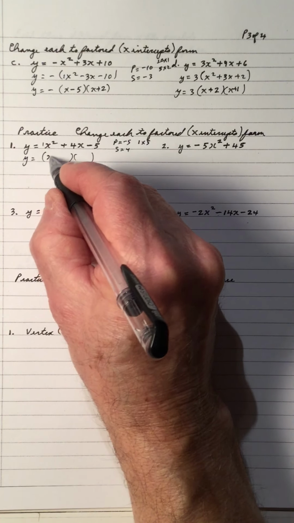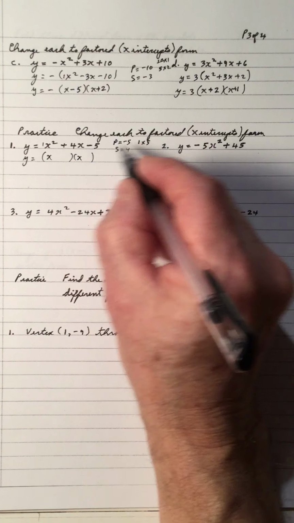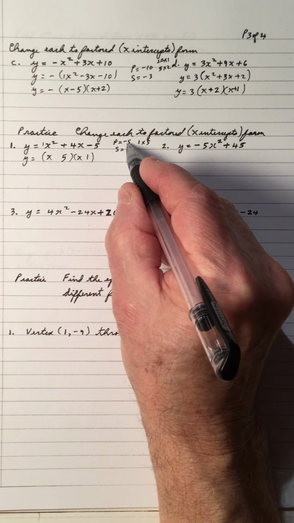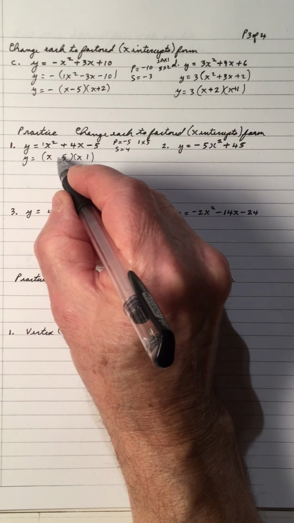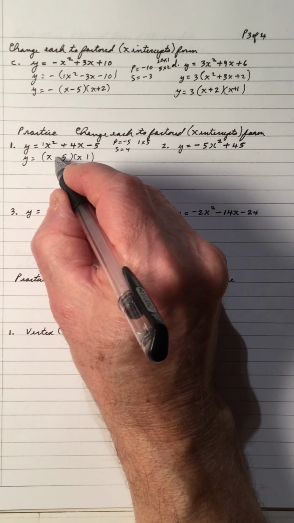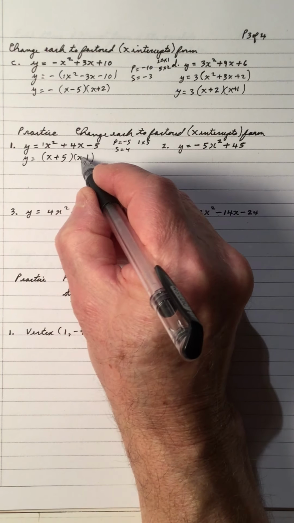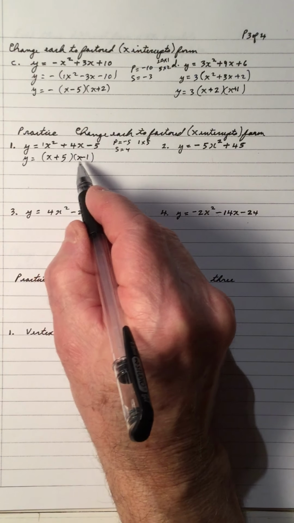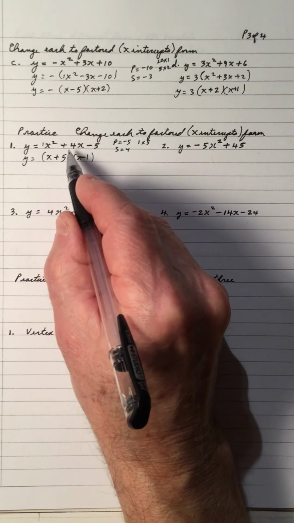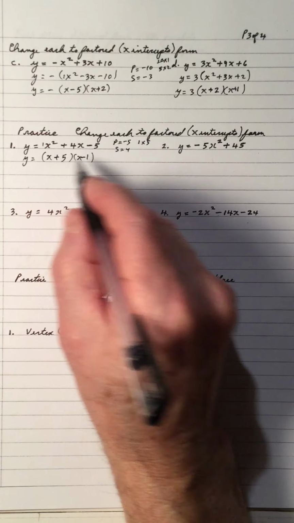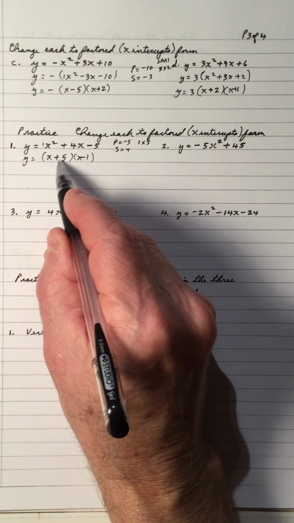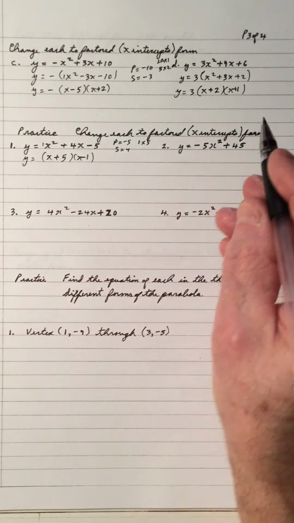So x squared is x times x. Factors of 5 are 5 and 1. The product is negative, and the sum is positive. So it has to be a plus and a minus. So it has to be a plus 5 minus 1. Multiply 5 by negative 1, negative 5, add 4. And so that's the factored form. And again, the intercepts are negative 5 and 1.